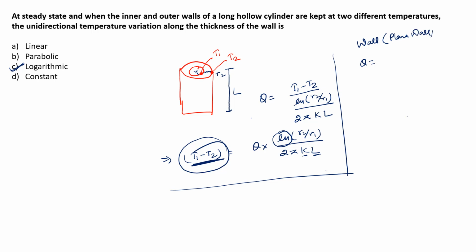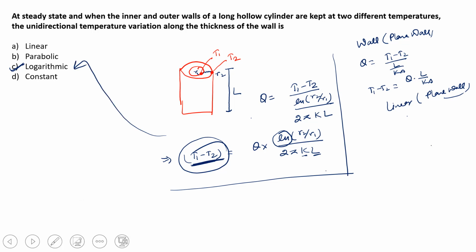Okay, so Q is equal to (T1 minus T2) by L by Ka. So from here, T1 minus T2 is equal to QL by Ka. That means it is directly proportional to length. That means it is very linear. So here it will be linear in the case of plane wall. But in the case of a cylinder, which has been asked in the question, it will be logarithmic.